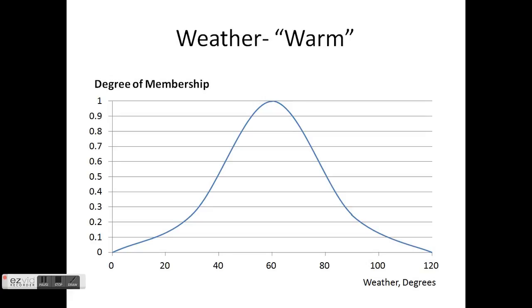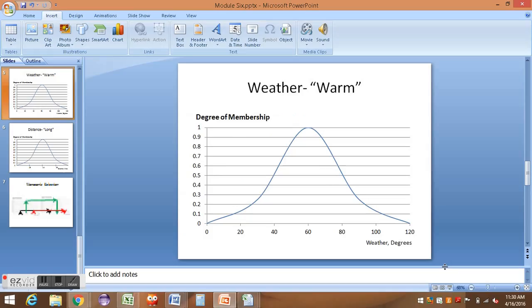So as you can see here, this is the chart for weather, warm. At the top here we have 60 degrees with 1 degree of membership. So that is when the weather is labeled warm. As you can see here, it's 0 degrees, it's not warm. As the temperature rises, it gets a higher degree of membership as it gets warmer and warmer. Then it goes past warm and starts going to hot, so the degree of membership goes back down.